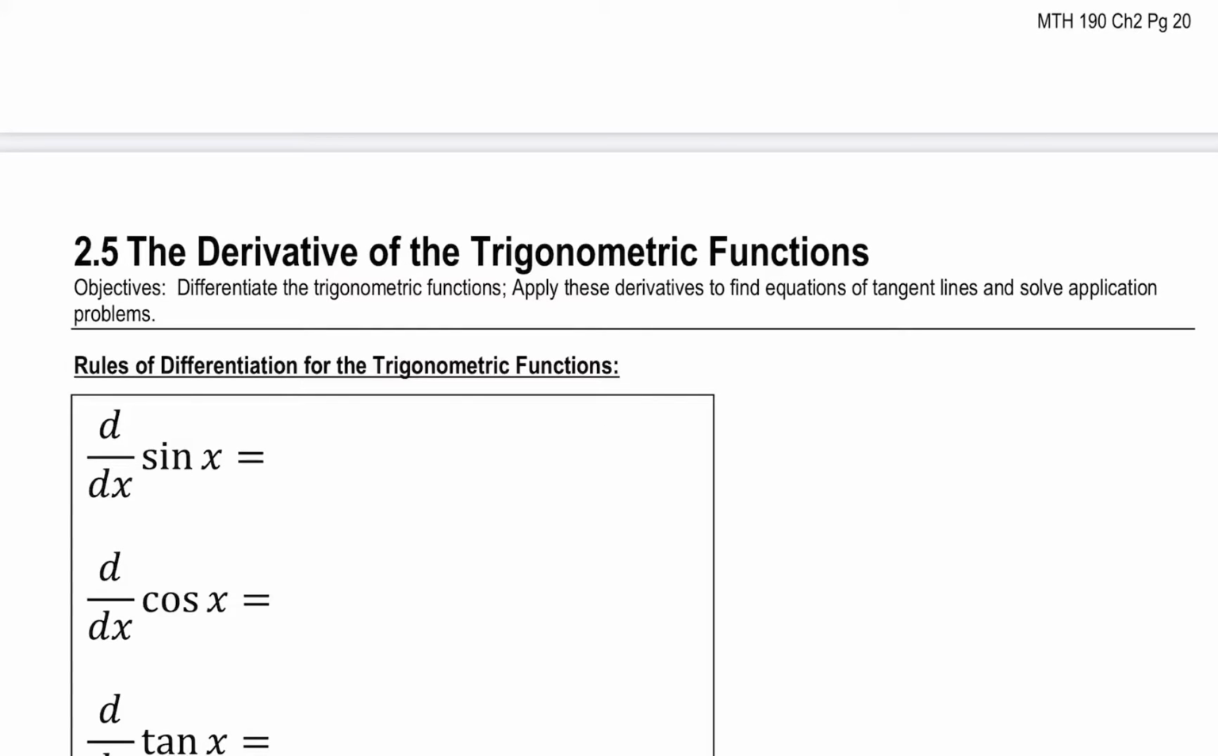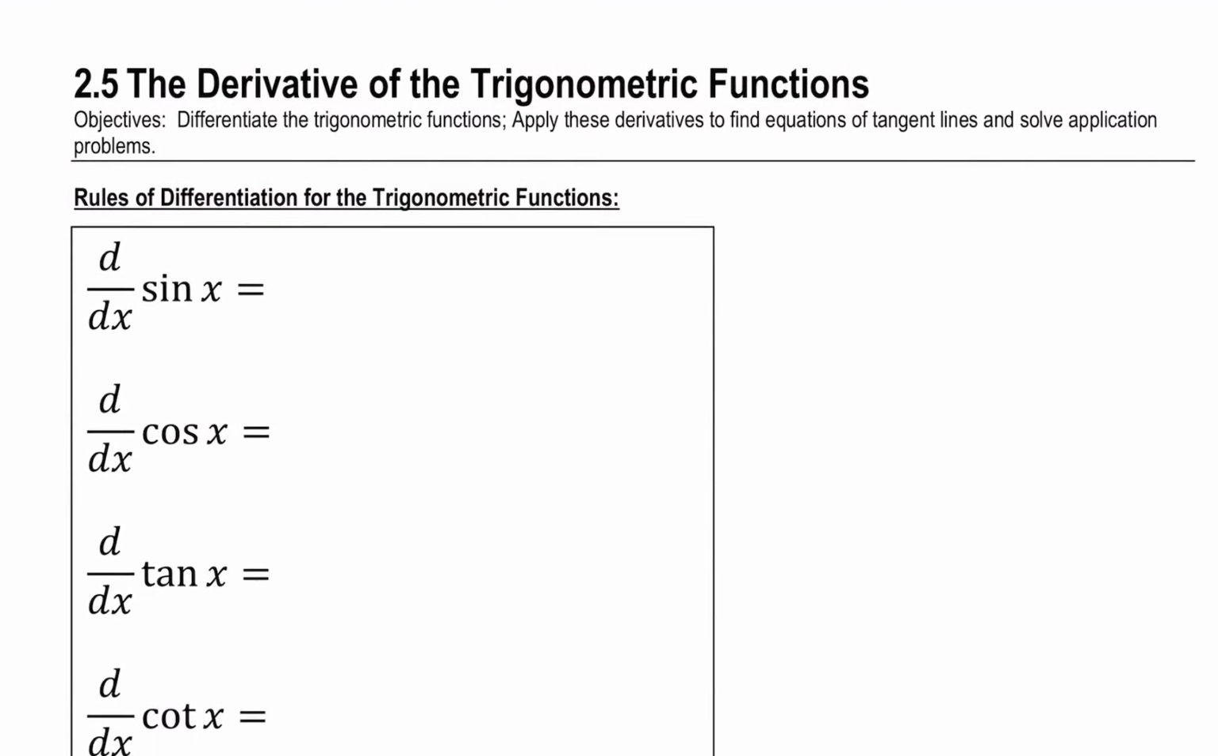Section 2.5 is on derivatives of our trig functions. And so we are going to start just right there. And we're going to do some examples. And we're going to start, though, by looking at what are the derivatives of the 6 trig functions.